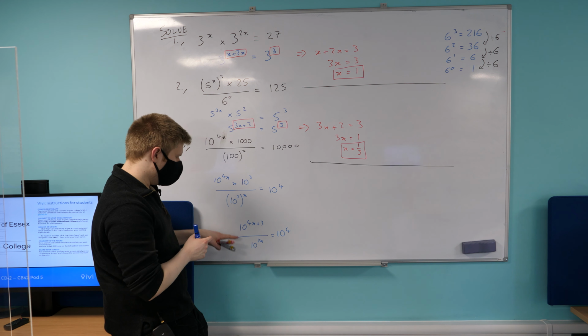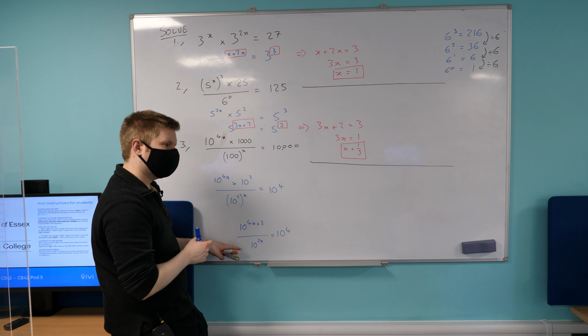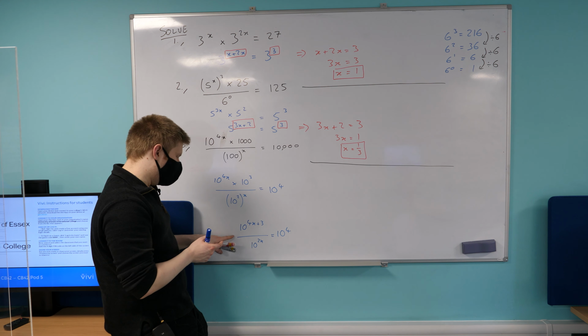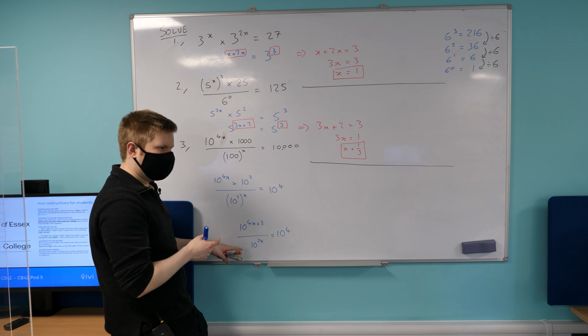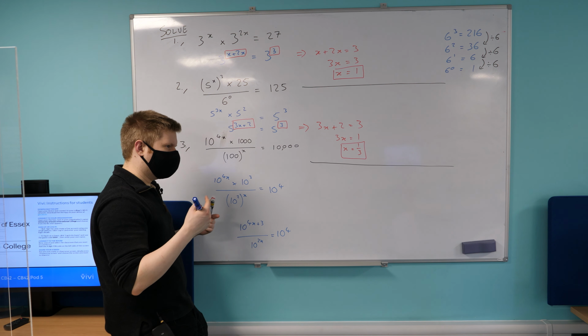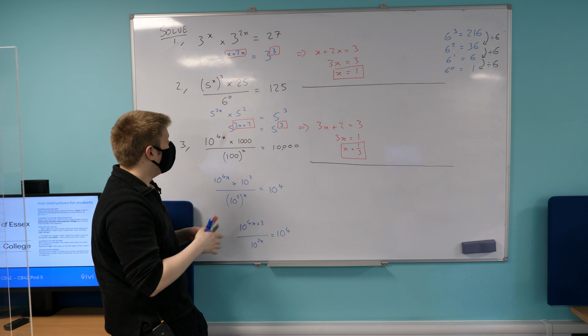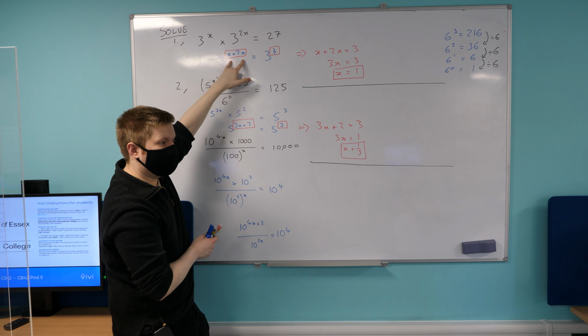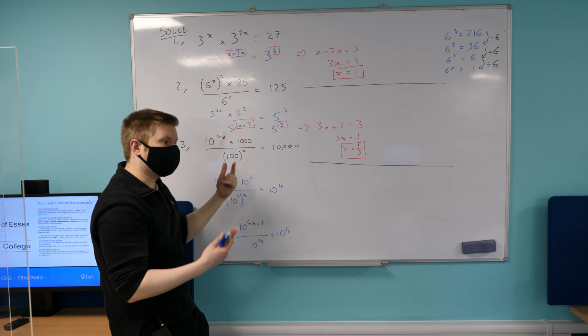Not quite. What are we doing with these two things? Dividing. Okay, so we've got 10 to the power of something divided by 10 to the power of something. What should we do with those powers if we're dividing? Subtract. Just like up here when we were timesing, we ended up adding the powers. When we're dividing, we end up subtracting the powers.